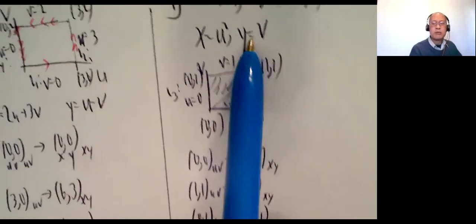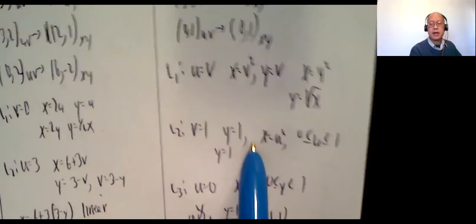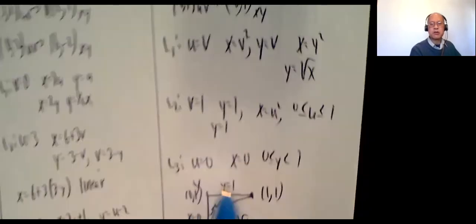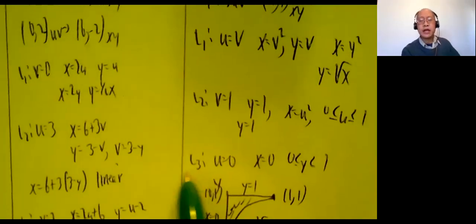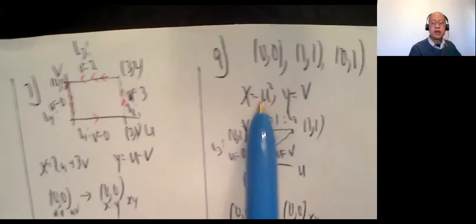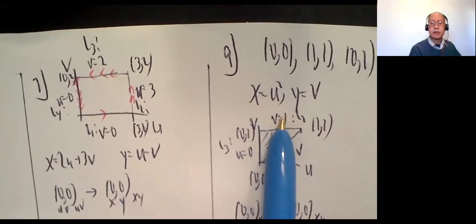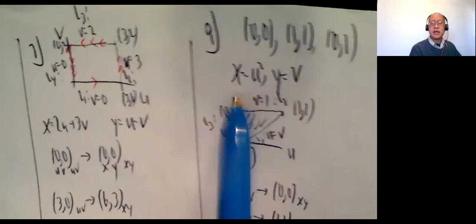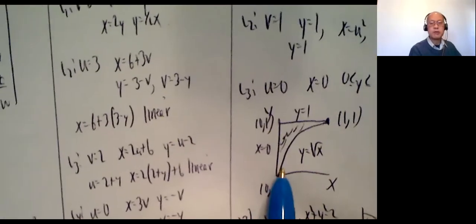Okay, L2, V equals 1. If I plug in V equals 1, well, it says Y equals 1, and U just goes from 0 to 1. So I still have Y equals 1. X equals U squared, U goes from 0 to 1, X goes from 0 to 1. So that's the same thing. And then L3, U equals 0. If I plug in U equals 0, X equals 0. So that's the same. And Y equals V. So Y still goes from 0 to 1. So that's the same.